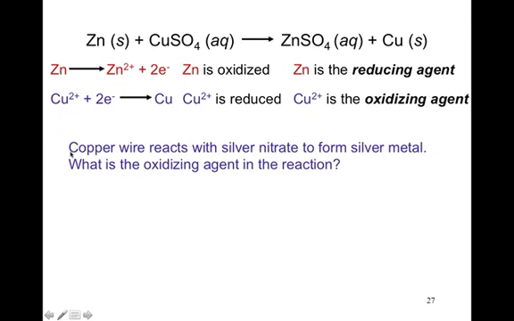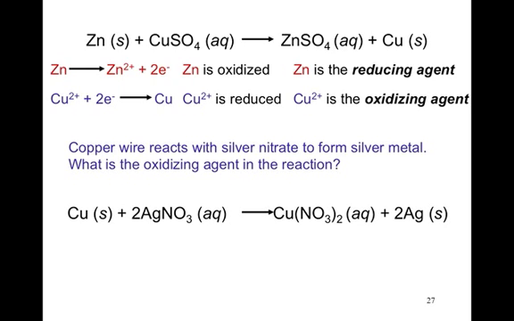Here's a problem that you could see, something like this, that we could solve. Copper wire, so just plain old copper, reacts with silver nitrate, so it's AgNO3, to form silver metal. Charges would be helpful, but I think we could definitely do it. So the question is, what's the oxidizing agent? So what's losing electrons is our question. So you'd write out your chemical equation: copper solid plus AgNO3 goes to copper nitrate plus solid silver metal. And then you'd balance it, which if you know your charges is not too bad.